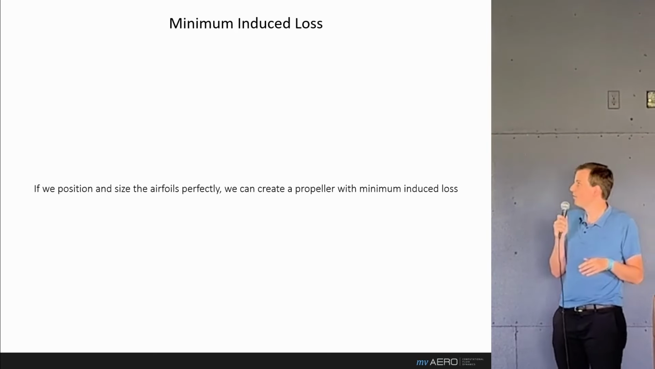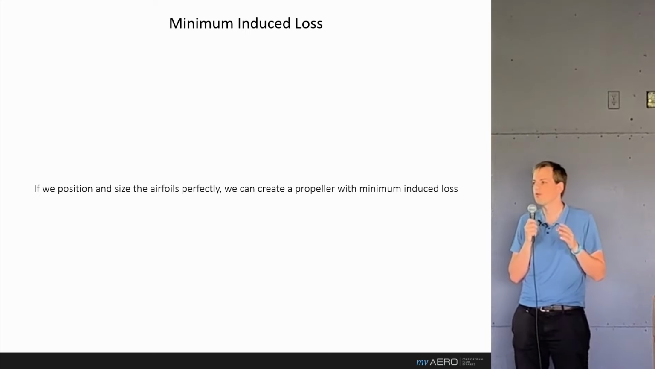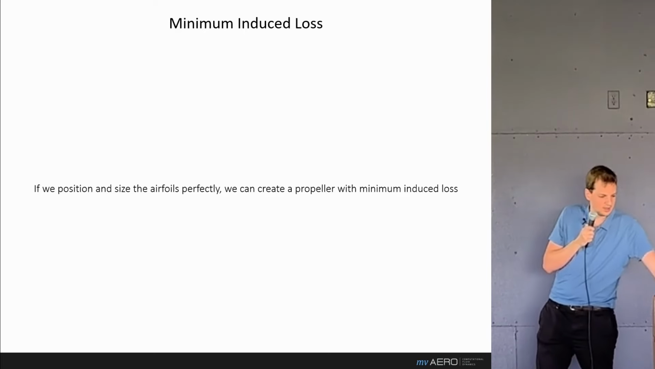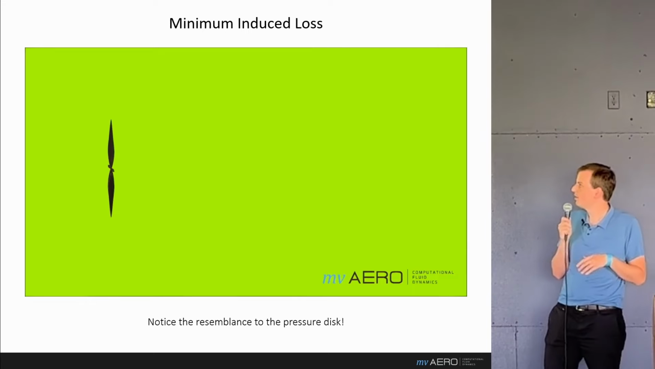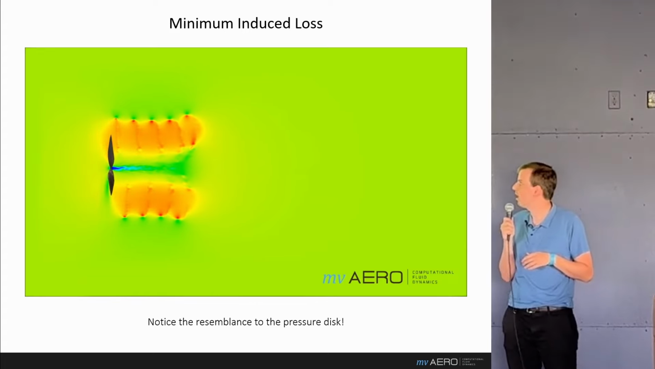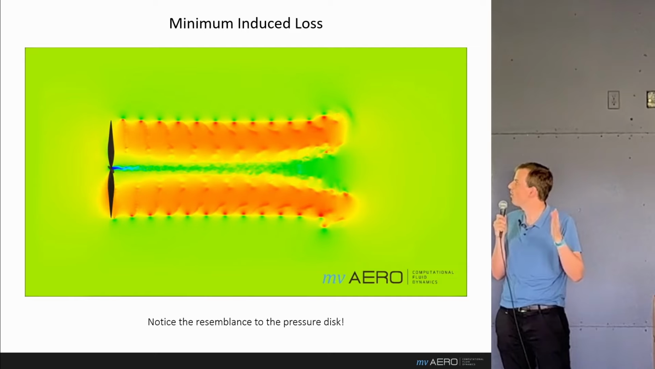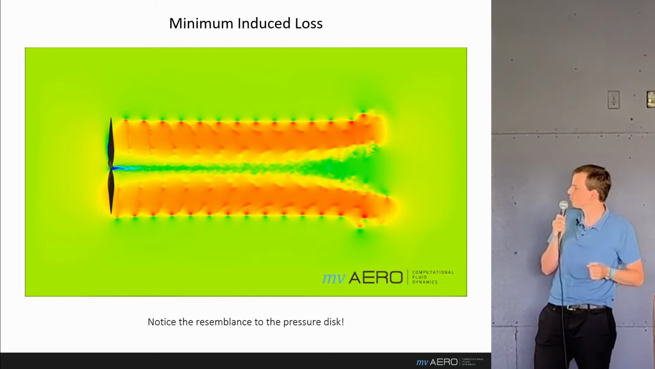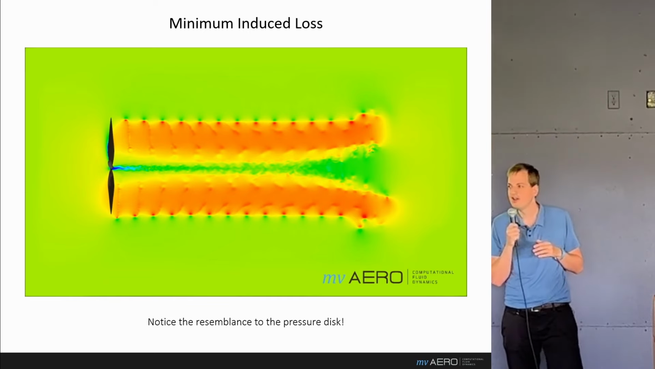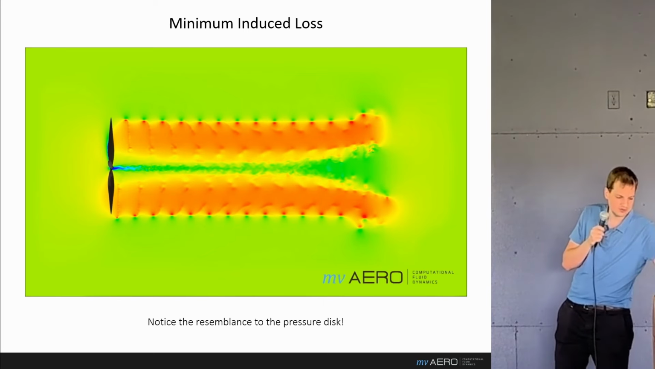Well, if we position and size the airfoils perfectly, we can create a propeller with minimum induced loss that gives us maximum thrust for a given amount of torque. And if we put everything together, this is what minimum induced loss looks like. Notice that every time the blade cuts through the cross-section, flow is accelerated down. And also notice that after a while, it starts to resemble the pressure disc pretty well. It's not exactly the same, but it comes as close as you can get, really.